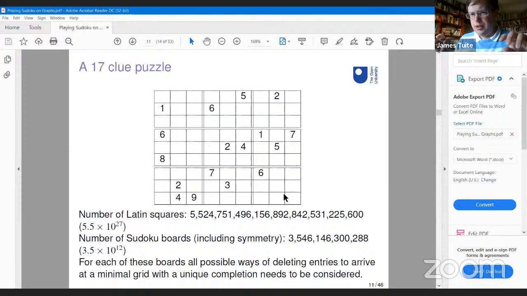Okay, so here's the complicated bit. The sequence of clues you choose to delete from your completed board would lead to different minimal configurations with different numbers of clues. So for each of these 3 times 10 to the 12 boards, you've also got to consider all the different ways of deleting the clues. So there are obviously 81 ways you could start with deleting 1 clue, but then deleting 2 clues is 81 times 80 divided by 2 different ways of doing it. And then if you're looking at deleting 3 clues, 81 times 80 times 79 divided by 6, and you can imagine that this is going to grow very quickly. So this is definitely not a simple problem.